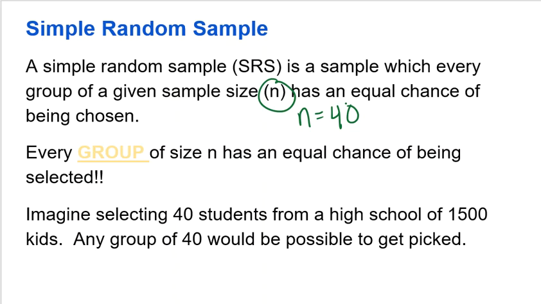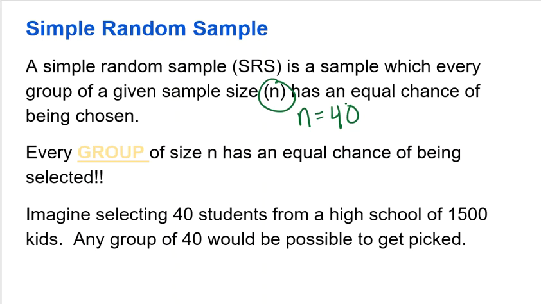So if I'm thinking of all the students, I have 1,500 students in a school. Think of any group of 40. That group could be picked. Now, it might be unlikely, but it's possible. So let me explain. Could I get 40 guys? Well, I guess you could. I guess it's possible. If you're just picking names from a hat, it could be possible to get 40 guys. Now, I would bet it's probably unlikely for that to happen, but it's possible.